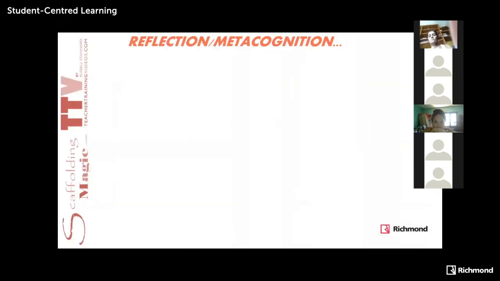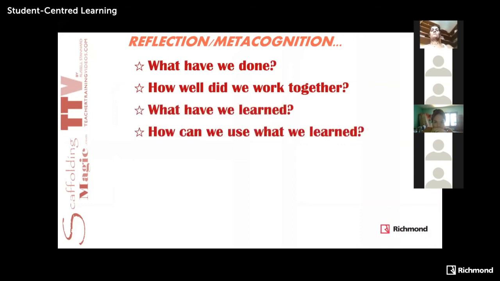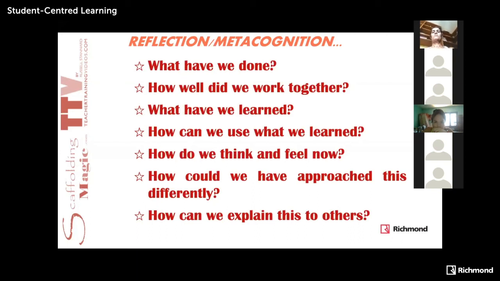So how can we do this? We can ask very simple questions at the end of a project, but also in the beginning and during. What have we done? How well did we work together? What have we learned? How can we use what we learned? How do we think and feel now? The affective domain is really important. We haven't talked about that at all yet. How could we have approached this differently? And how can we explain this to others?